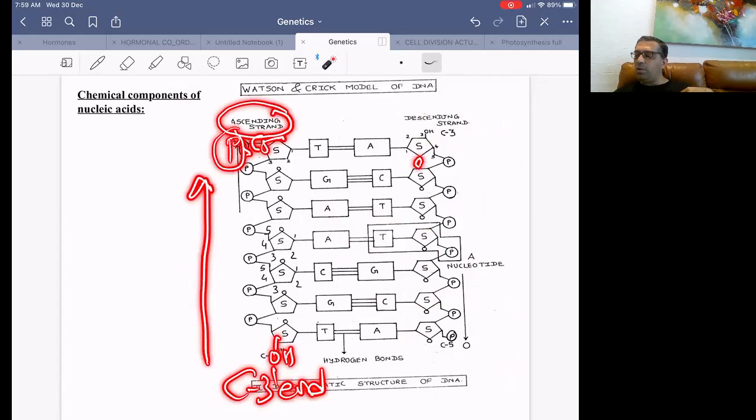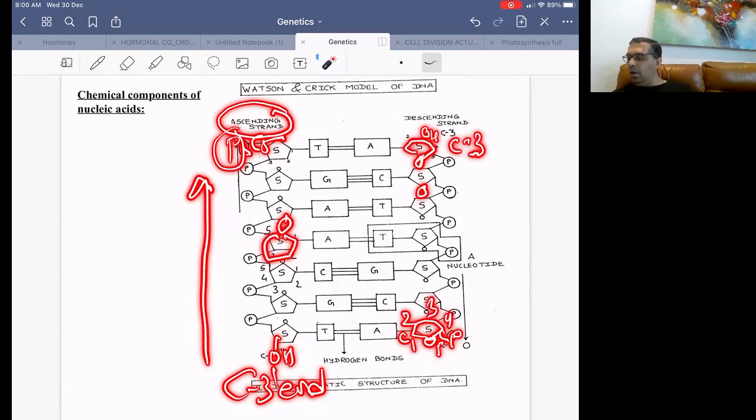Here we have oxygen facing upward. Here the oxygens are facing downward. So we have OH present here, so this has the C3 end. And the oxygen is present here. So here we have a phosphate present here. 1, 2, 3, 4. Phosphate present here. We have the C5 end. And 3 to 5 downward.